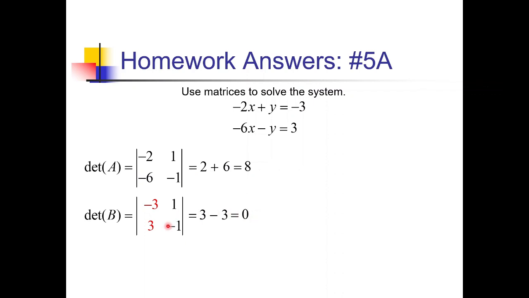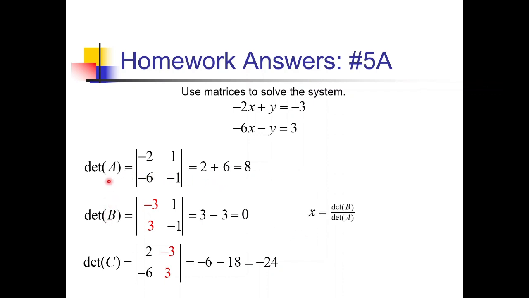And then finally we'll do matrix C, which is going to be matrix A again, but this time instead of the Y column, I'm going to substitute in the -3 and the 3. So -2 and -6 are still there, and now the constants go in the Y column instead. So the determinant for this one, we've got -6, and then this is going to be minus 18, so grand total of -24.